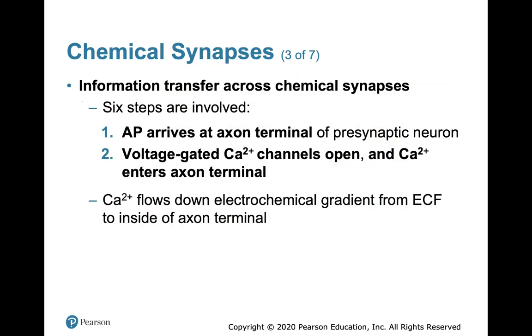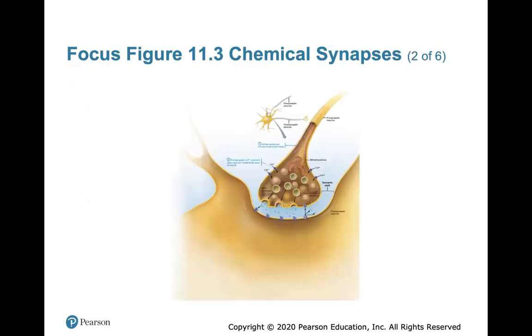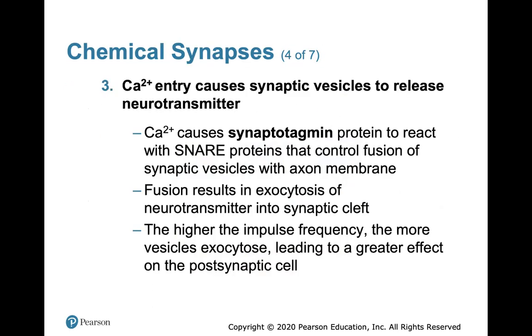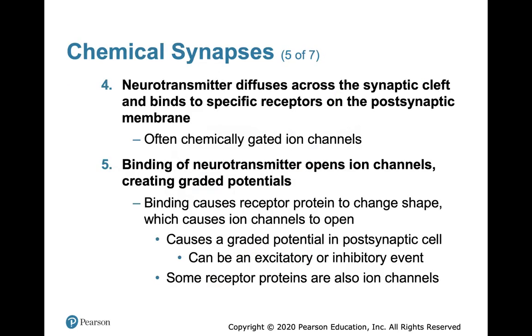For information transfer across the chemical synapses, there are 6 steps involved, which you guys should know. They're going to be shown here, and I'll go over them briefly. The action potential arrives, voltage-gated calcium channels open, and calcium enters the axon terminal, which is shown here. Calcium entry causes the synaptic vesicles to release the neurotransmitter, which is seen here. The neurotransmitter diffuses across the cleft and then binds to receptors.